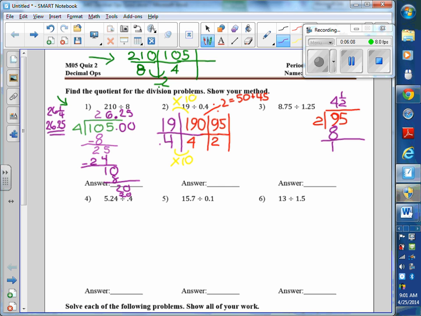Whoops. Made a mistake. I lost my focus. Forgot to bring the next number down. Don't have a benchmark yet. Bring the 5 down. Sorry about that. How many times does 2 go into 15? 7. So 7 times 2 is 14. You guys with me? Yeah. Now I have a benchmark fraction because I have a 1 left over, no other numbers to bring down, so 47.5. So the answer to this one is 47.5.